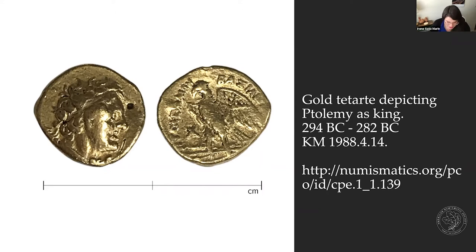After a hiatus in gold production, while the Alexandria Mint was busy recoining tetradrachms, the production of gold coinage was resumed in 294 BCE, this time bearing for the first time the image and legend of Ptolemy as king, like the example above, from the Kelsey Museum.